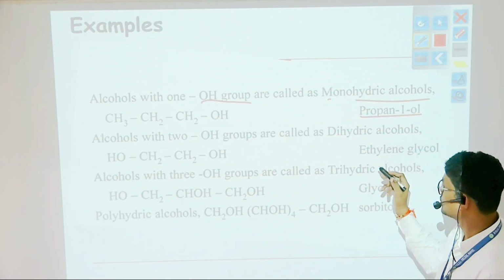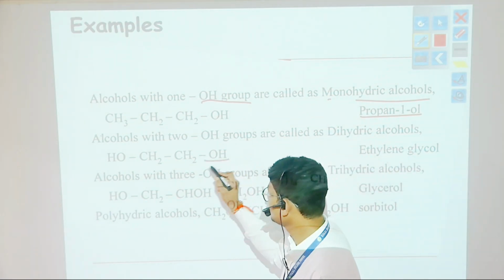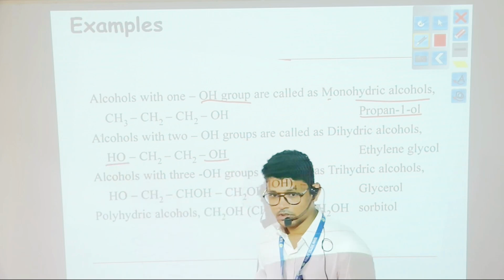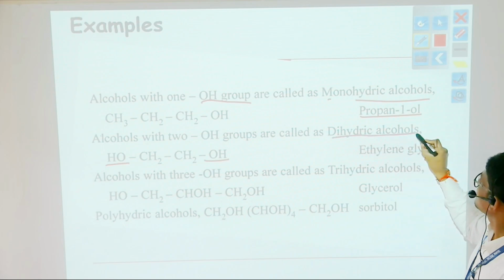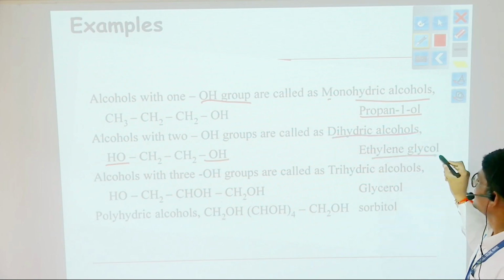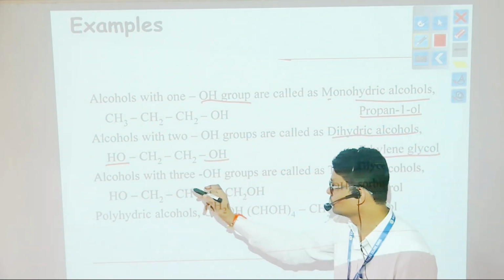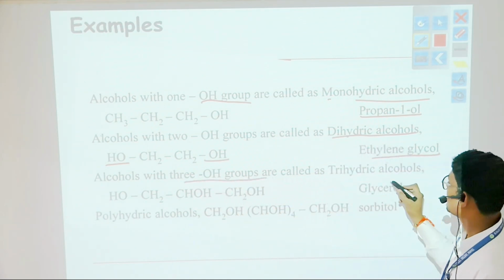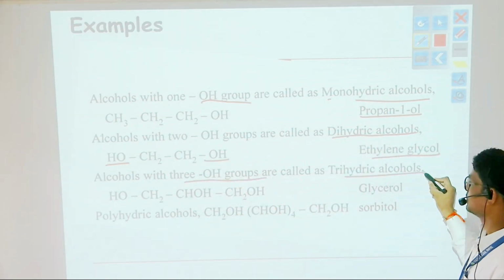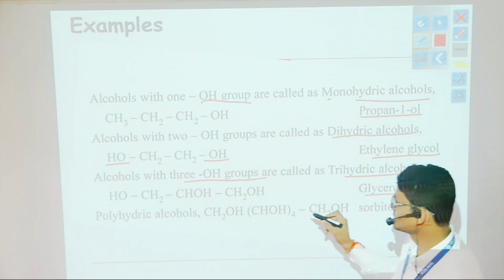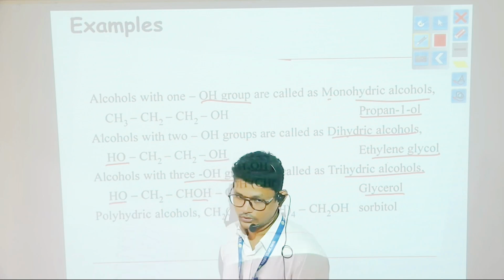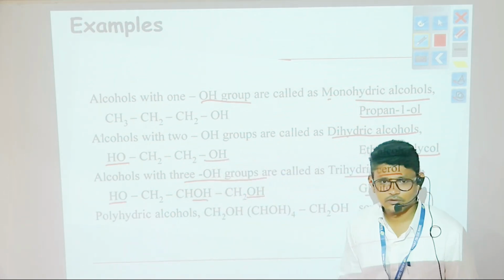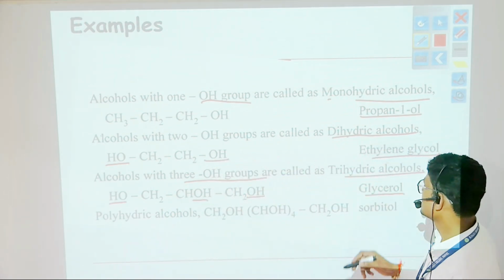Alcohols with two OH groups are called dihydric alcohols. Dihydric alcohol means there are two OH groups. Here is one OH group, here is another OH group. So these two OH groups are present, that's why it is known as a dihydric alcohol. Example is ethylene glycol. Similarly, alcohols with three OH groups are called trihydric alcohols. Example is glycerol. You can see this is one OH, this is another OH, and this is a third OH. So there are three hydroxy groups, that's why it is known as a trihydric alcohol.